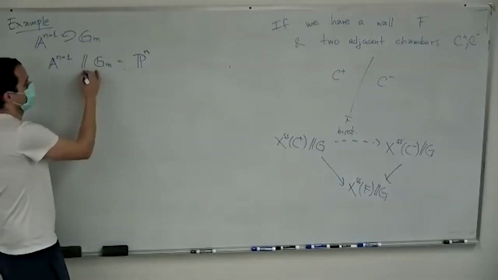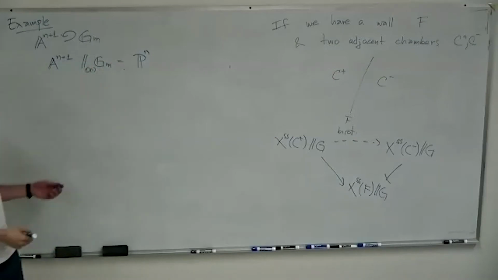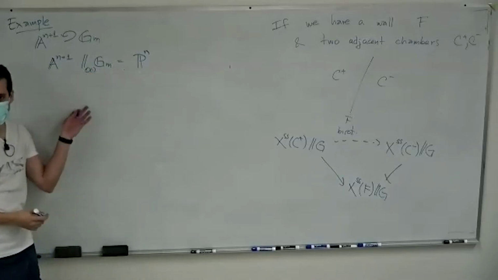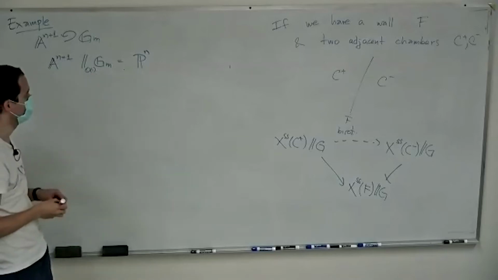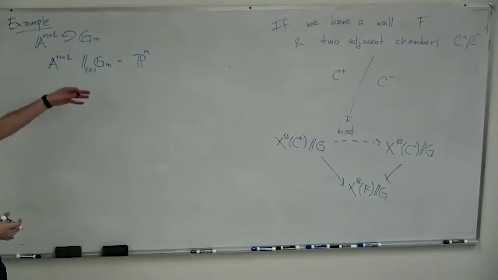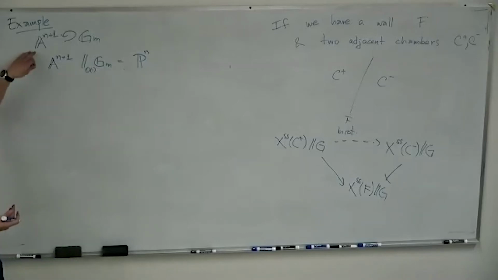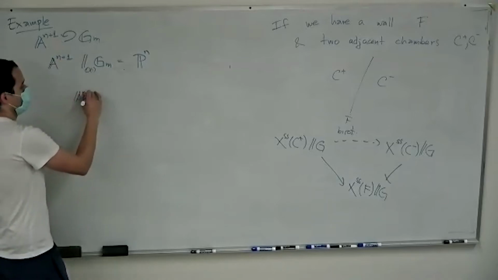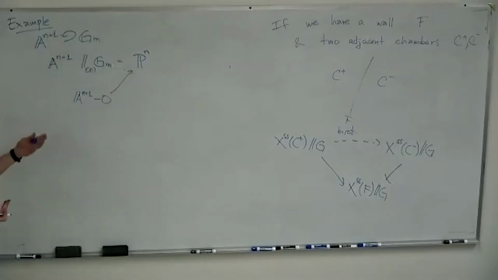Here I should say which linearization I choose, but you either get something interesting or you don't. So there's not much point here in the variation of GIT, but the point is that in order to get Pn, you don't really have a map from A^(n+1) to Pn, but you do have a map from A^(n+1) minus 0 to Pn. That's your semi-stable one.